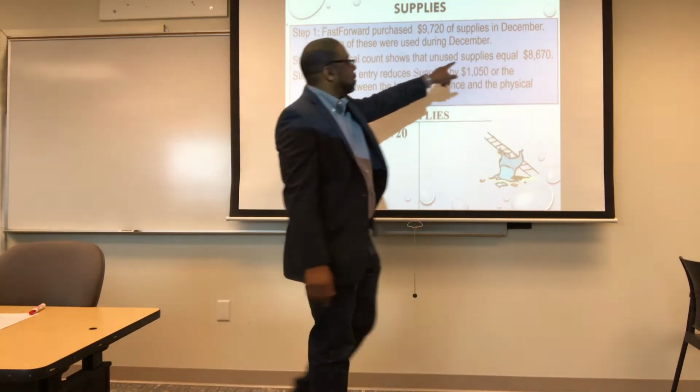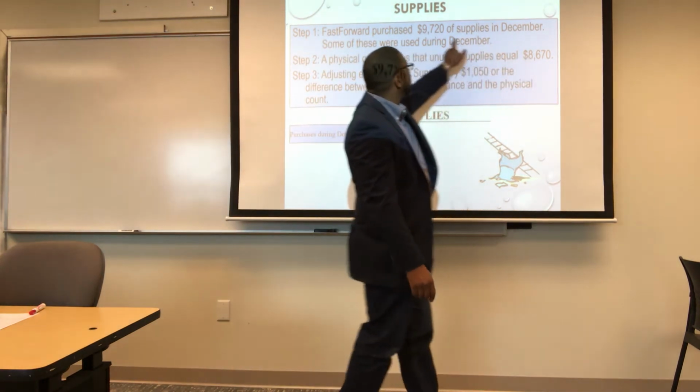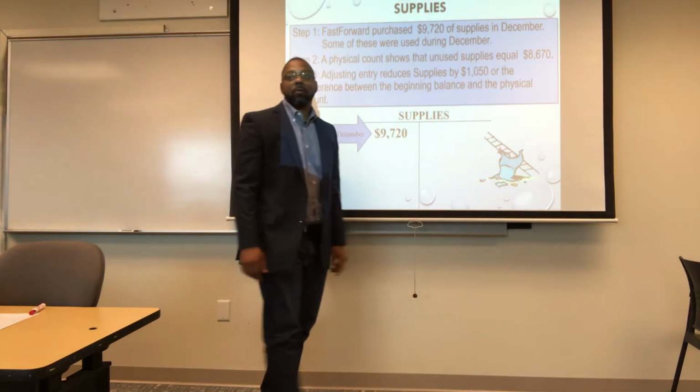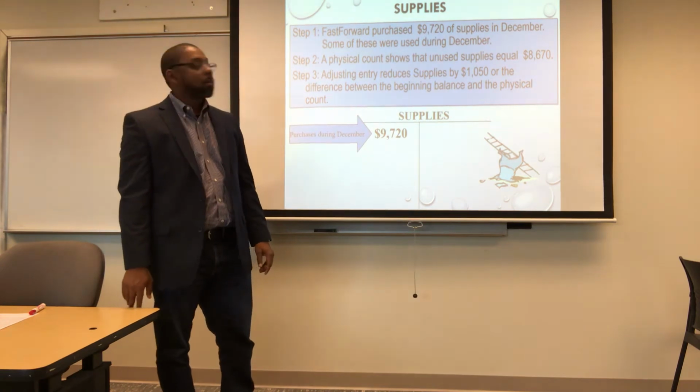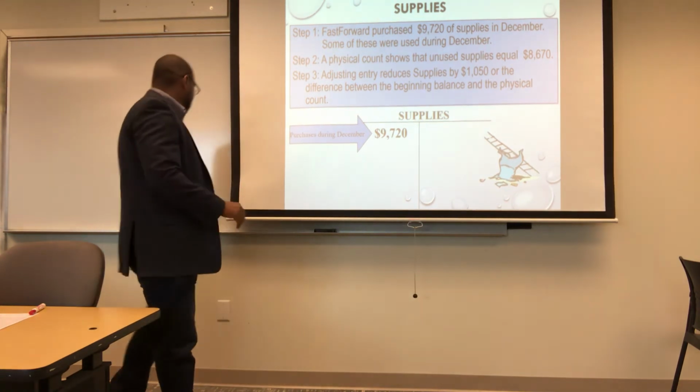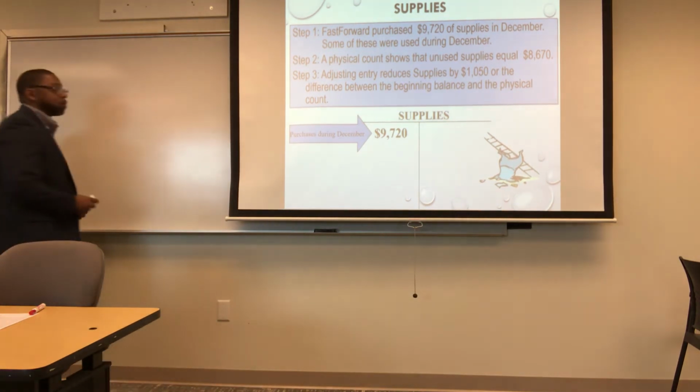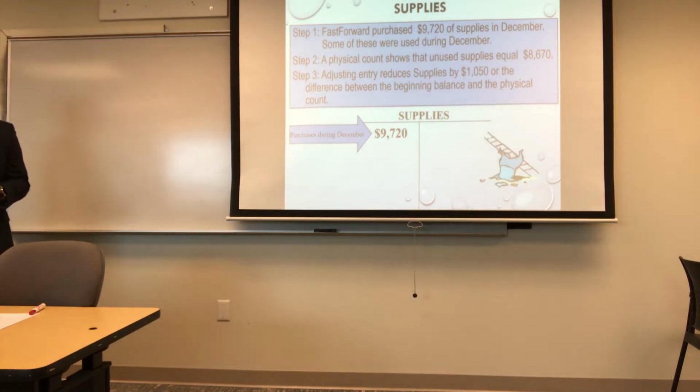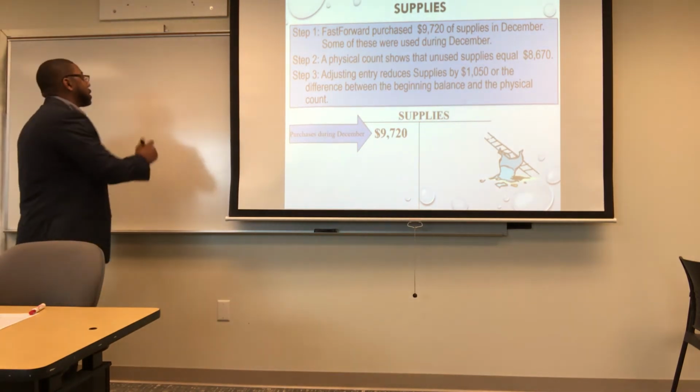They did an ending physical count, it's 8,670. It started as 9,720. So what do we do? There's an equation for this. You guys need to write it down. We'll deal with this equation quite a bit in this class.